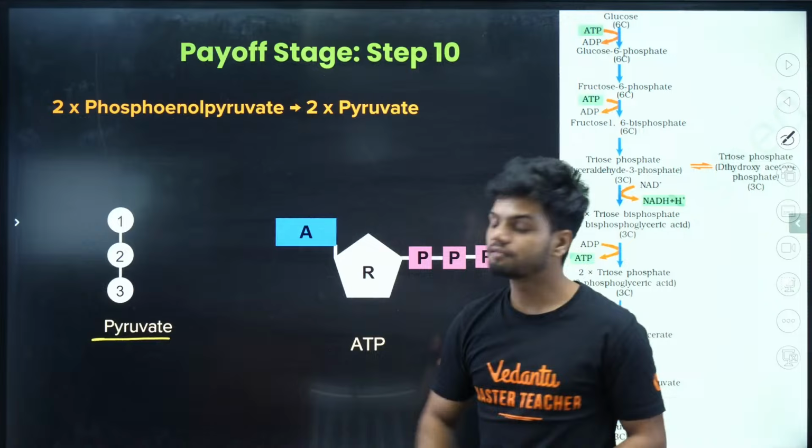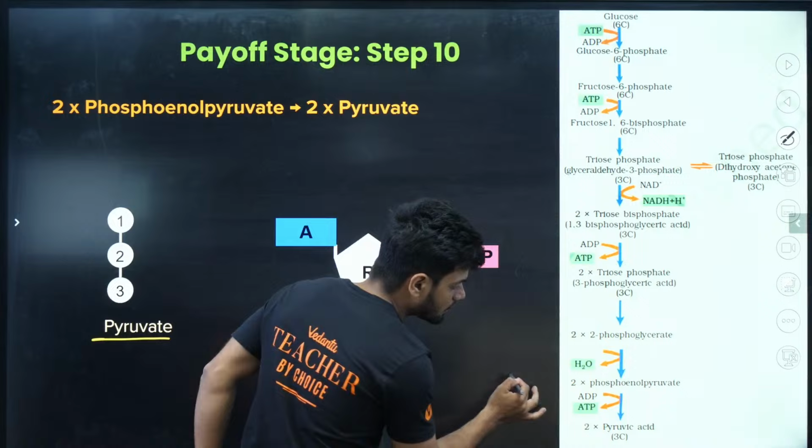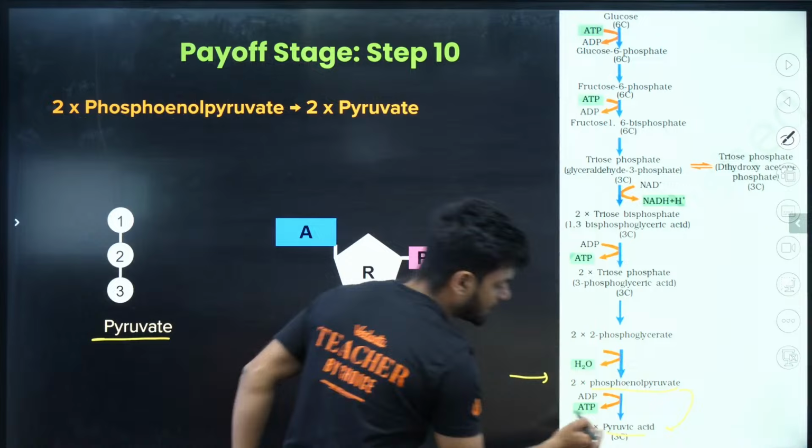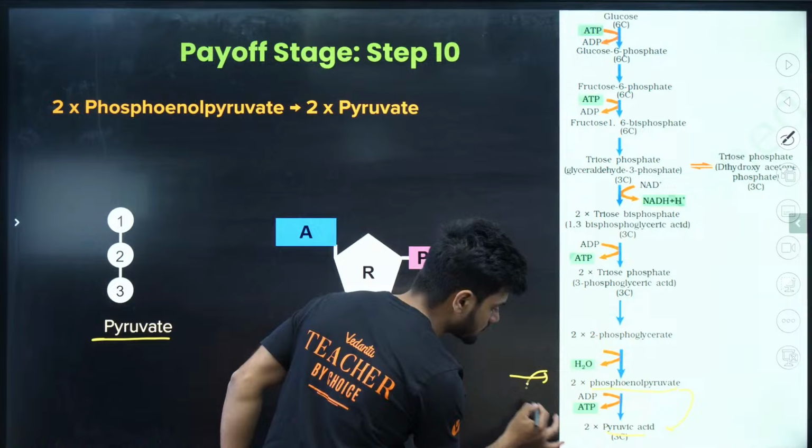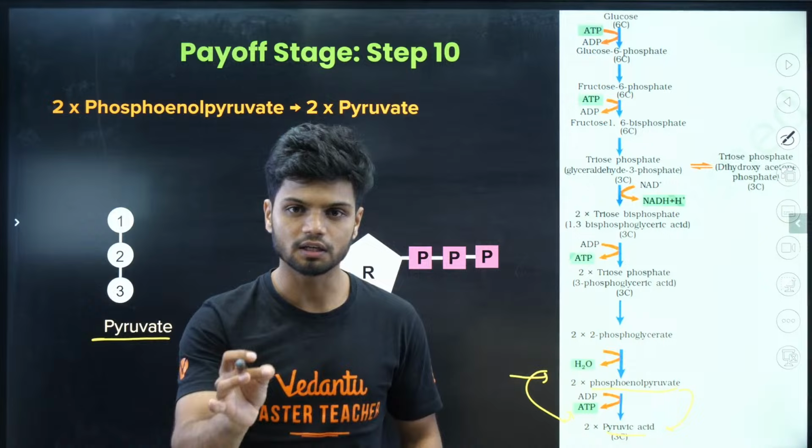So in the last step, phosphoenol pyruvate is getting converted to pyruvate or pyruvic acid. When the conversion is happening, the high energy bond is broken apart, a phosphate is released, and that phosphate goes and joins with the ADP, which forms the ATP in the last step.